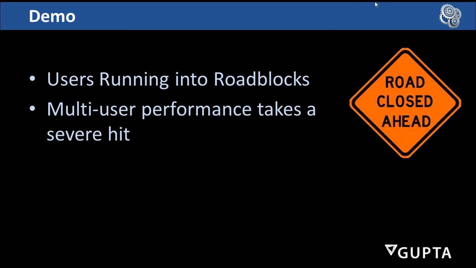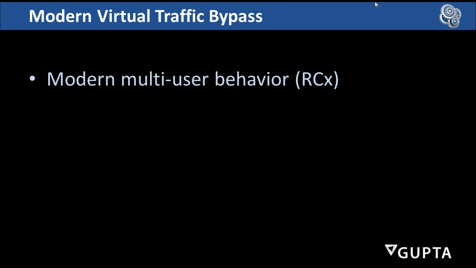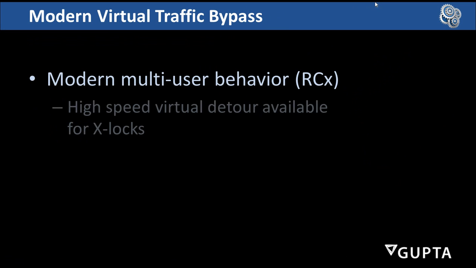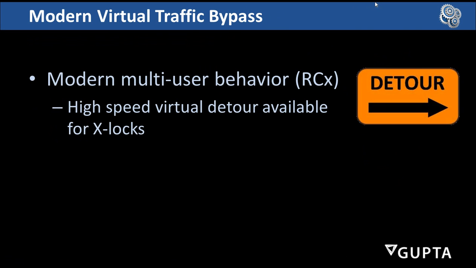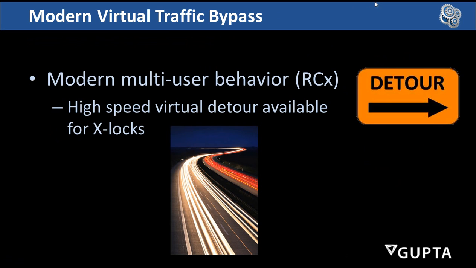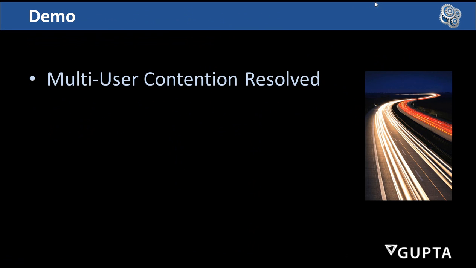Now let's get back to the presentation. The modern system of locking is actually a virtual traffic bypass or a virtual road for database users. The isolation level for that is called RC, read committed. And that has three levels that allow you to fine tune how the RC modes are being executed. So it's a high-speed virtual detour for X locks, and so reading users will never run into any locks. And your traffic will continue to flow even if updates are being done.